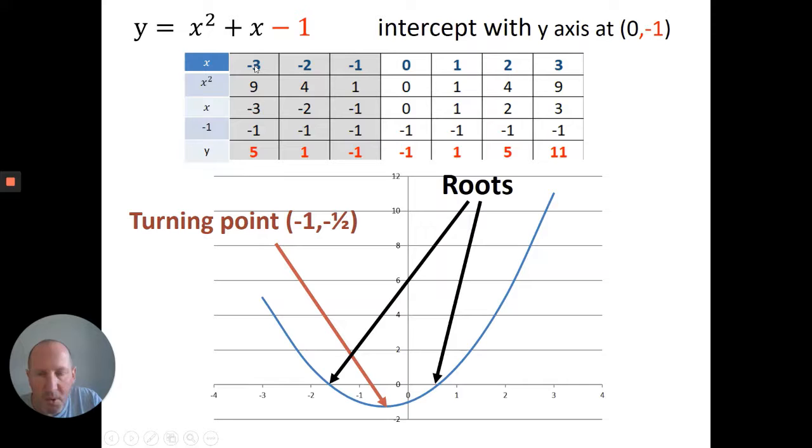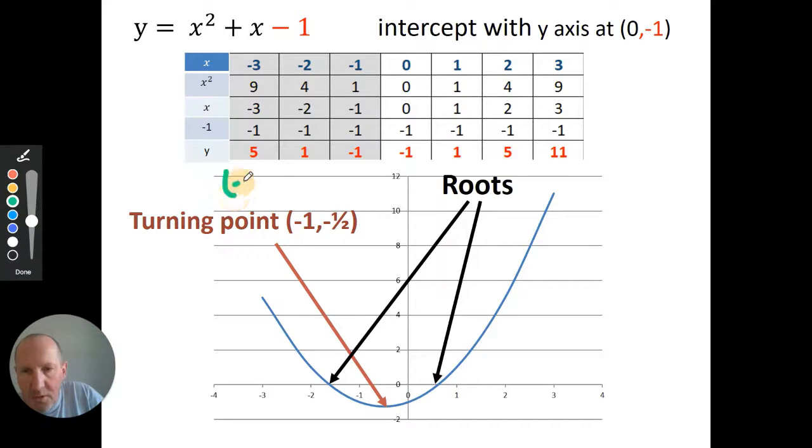So we've got a point, minus 3, 5. So there's my coordinate, minus 3, 5. I can find that, minus 3 there, 5 up there, that's that point. This one will give me minus 2, 1. This one will give me minus 1, minus 1. This one will give me 0, minus 1, which is my intercept, because I've only got that minus 1 on there.